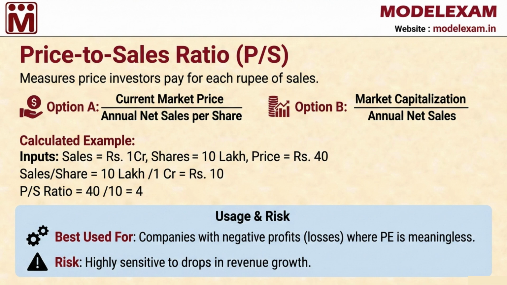This ratio is best used for companies with negative profits where the PE ratio is meaningless, but be aware it is highly sensitive to drops in revenue.